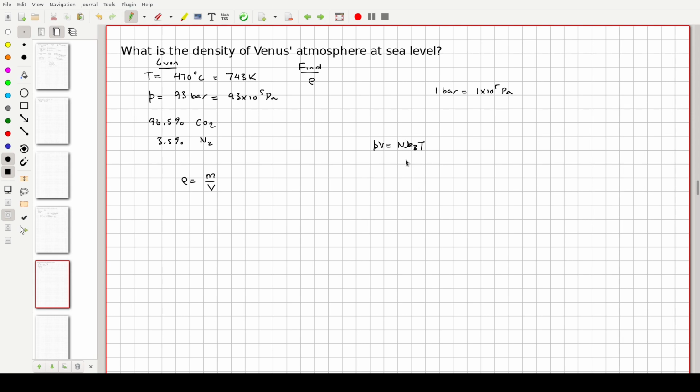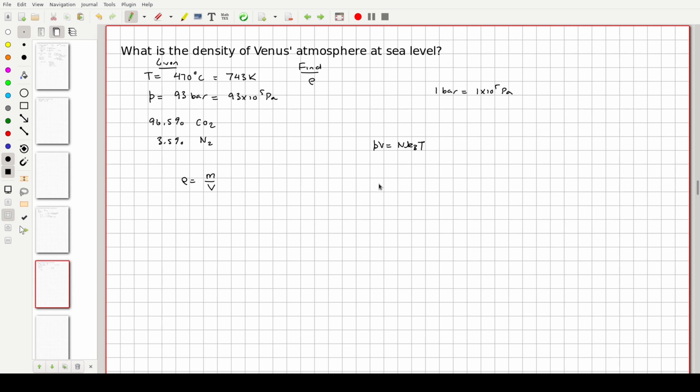I can massage this into something that looks a lot like the density, but instead of it being mass density, it would be number density. But thankfully, I have the percentages of the things that go into the atmosphere. So I should be able to use that and the mass of each one of these molecules to help find a density. I'll show you how that works in a moment.